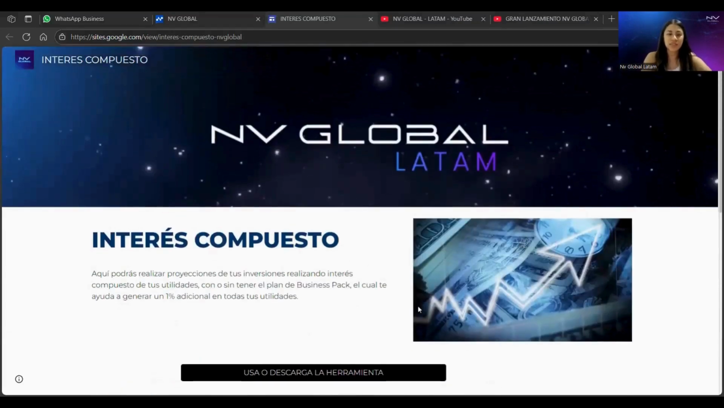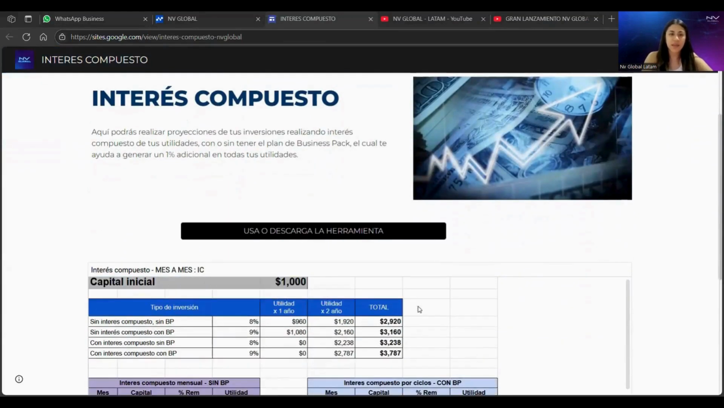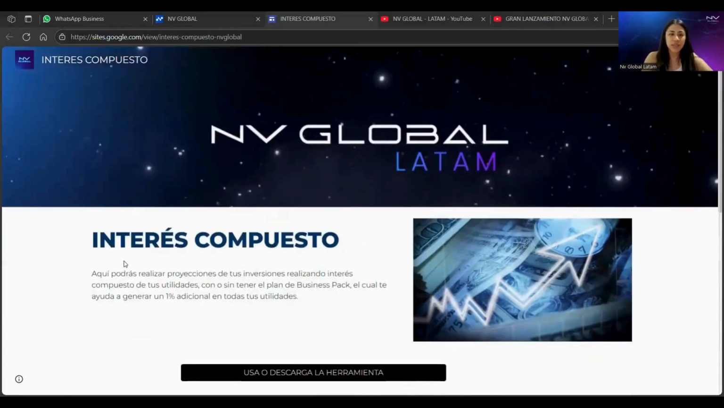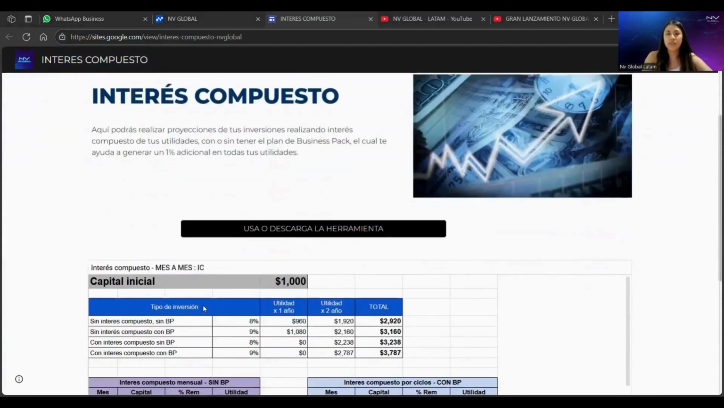So here on this page, you can make projections of your investments by applying compound interest both with and without the business pack. By the way, I want to congratulate Mr. Alfonso Sierra, who is here with us, and his wife, because they activated their business pack. They are the first business pack members in our community, so congratulations to them. Very well. So why is that? Well, we're about to see what the benefits of having a business pack are, specifically within these numbers, all right?